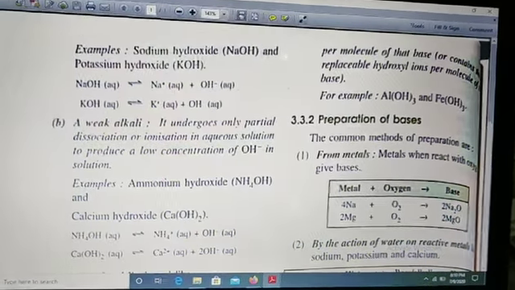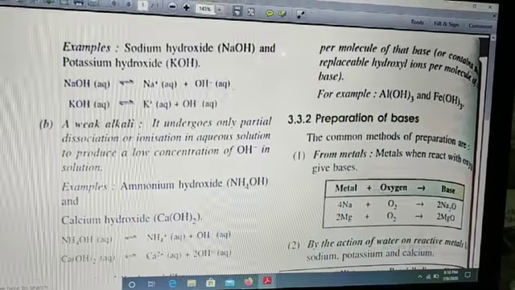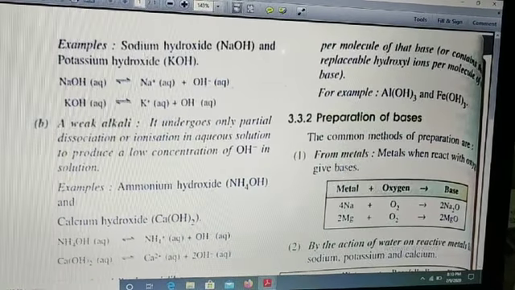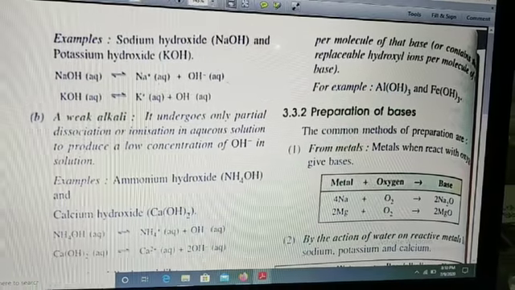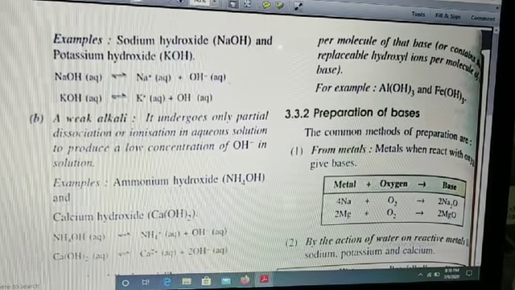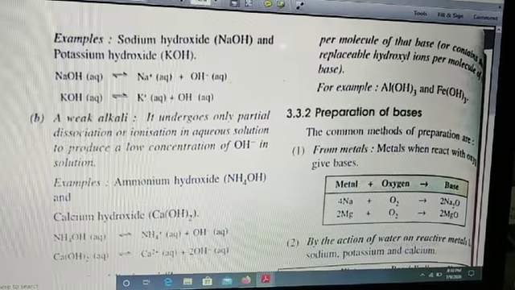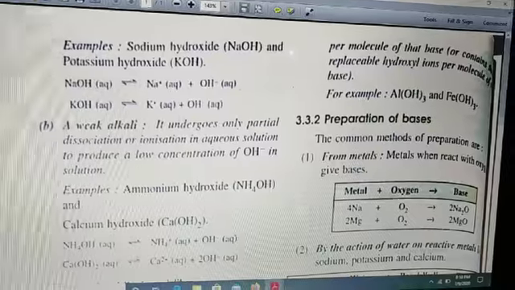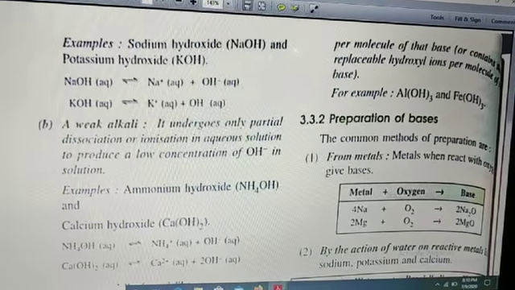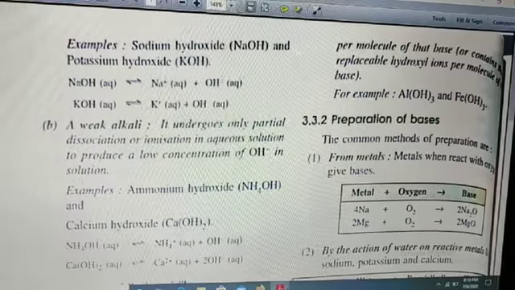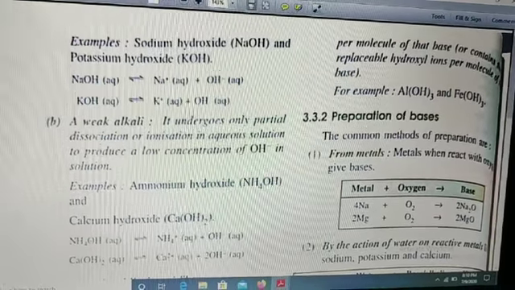Hello class. In our last session, we started the topic called bases. We saw its definition, and after that we saw what a basic oxide is and what a basic hydroxide is. Then we also came to know about alkalis, bases which are soluble in water. We also came across the statement that all alkalis are bases, but all bases are not alkalis, and we explained that statement as well.